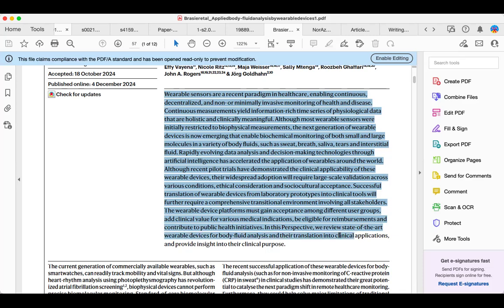In perspective, we review. Okay, so the last sentence is saying that this is what we actually want to present in this paper. So in this perspective, we review state-of-the-art wearable devices for body fluid analysis and their translation into clinical applications, and provide insight. Provide insight is their point of view. Okay, so you can see that this is how they write an abstract.